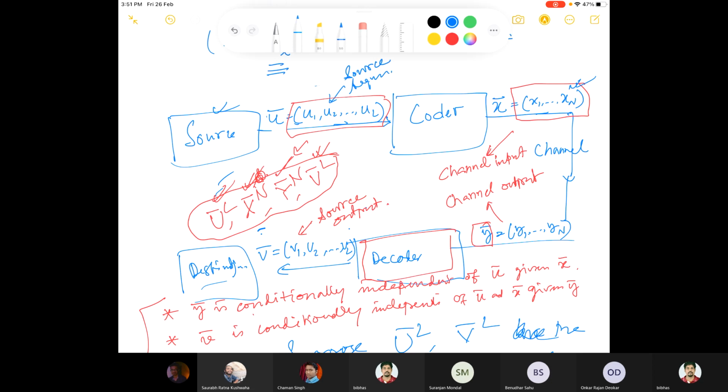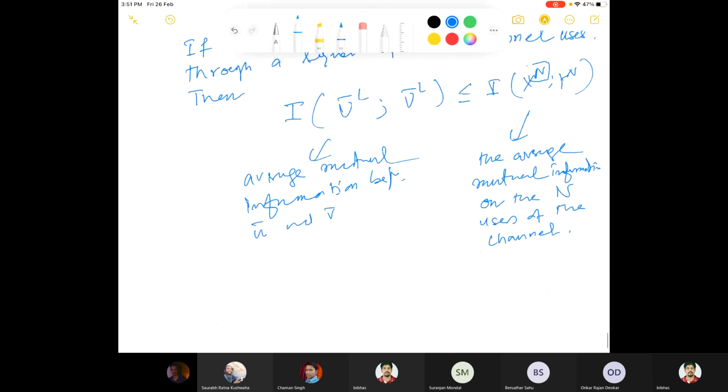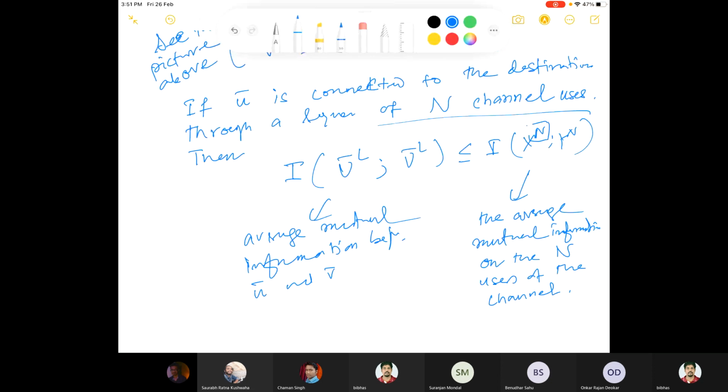Then the mutual information between X bar and Y bar is bigger than or equal to the mutual information between U bar and V bar. This is what will happen. This is the theorem. And the proof is very, very simple. So the proof follows from this fact.